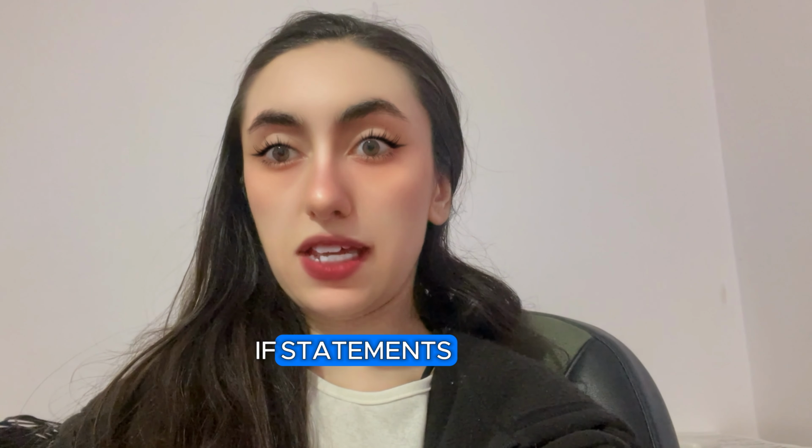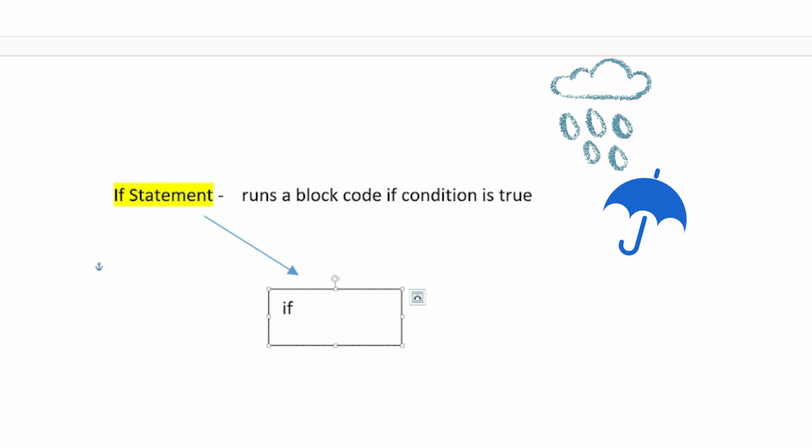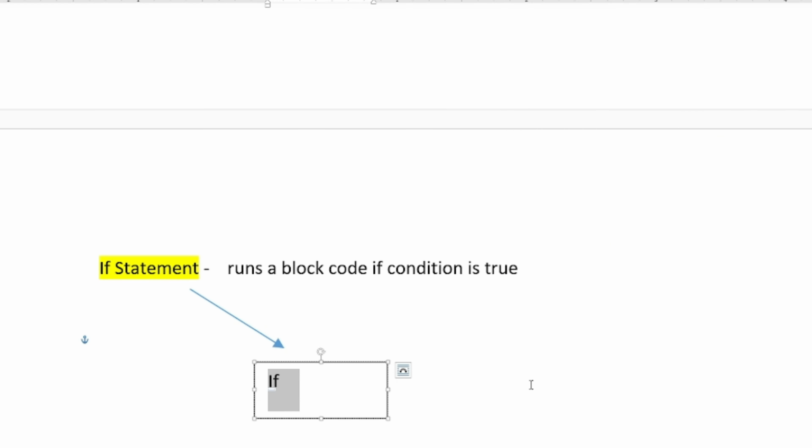Let's learn if statements. What is an if statement? An if statement runs a block of code if a condition is true. Let's bring examples from real life, like using an umbrella if it's raining. For example, you take an umbrella if it's raining. You wear a coat when it's cold. And an if statement we usually write with if.